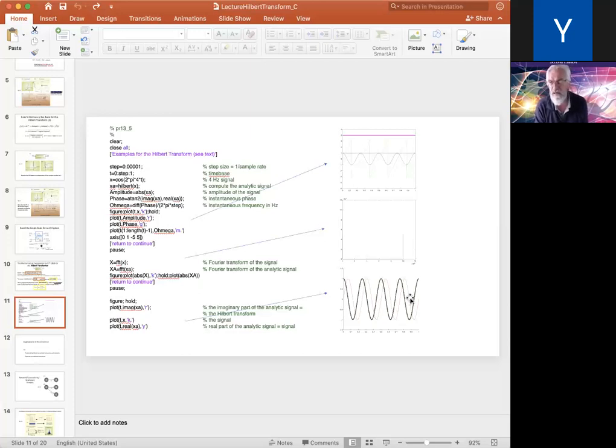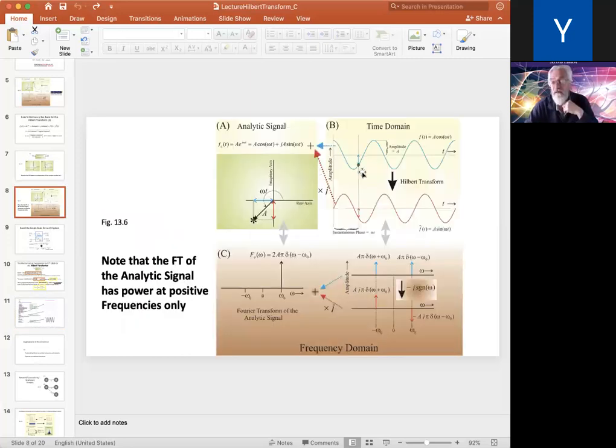So that's basically a numerical example of the example that we discussed in this figure here. We have the cosine as the signal. We have the Hilbert transform here, the sine wave, and we have the combination of both being the analytic signal.